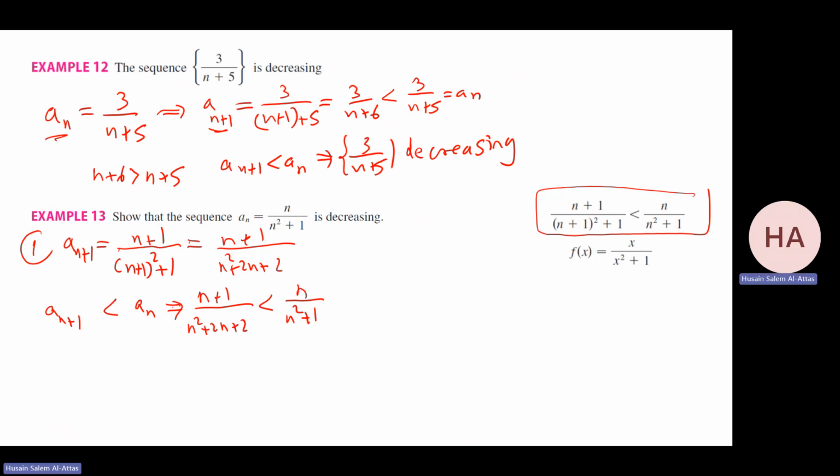I do the cross product. Be careful now. n cubed plus n squared plus n plus 1. Since the values are positive, I have n greater than 0, and so on, so it will make it easier. I need to show this is always less than n cubed plus 2n squared plus 2n.